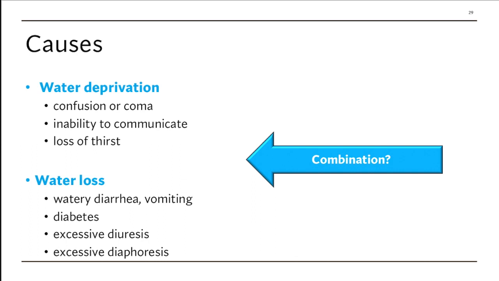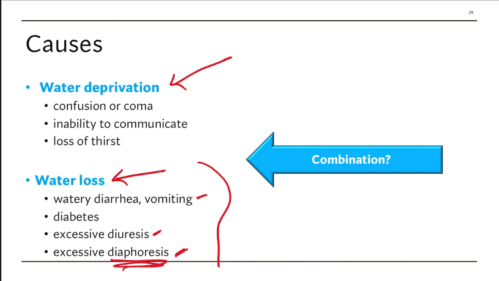They've split the causes here into two separate ways that this can happen. We either have water deprivation, meaning we're not getting enough fluid into our body, and this can happen for a number of different reasons, or we have a fluid loss, meaning we're getting enough fluid into our body, but for some reason we're losing that fluid. Either it's coming out through vomiting and diarrhea, or excessive diuresis, excessive diaphoresis, which is sweating. So we're losing the water that we have in our body.